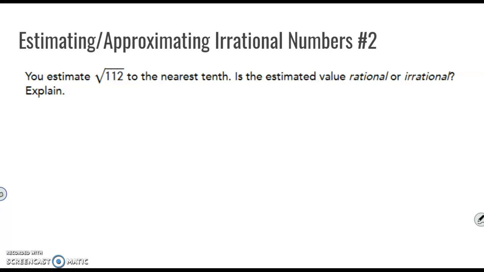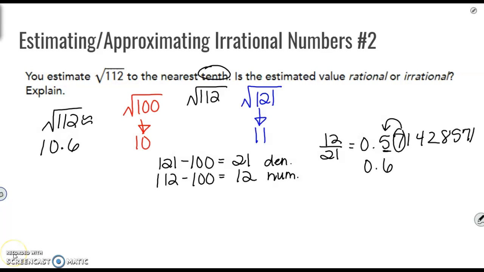Estimate the square root of 112 to the nearest tenth. Is the estimated value rational or irrational? The square root of 112 rounded to the nearest tenth should be about 10 and 6/10.